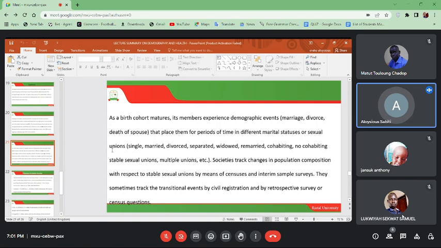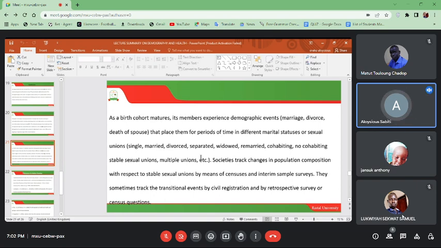Society tracks changes in population composition with respect to stable sexual unions by means of census and interim sample surveys. So for us to understand our population composition, we try to use censuses and other sources of data that we discussed. That is why we ask in our data or in our research for your marital status. And these are the different types of marriage events or demographic events we use when we are trying to track marital status. They sometimes track the transitional events by civil registration and retrospective surveys or census questions. So we were trying to say that when we're trying to understand the pattern of our marriage issues, we look at these sources of demographic data to analyze.